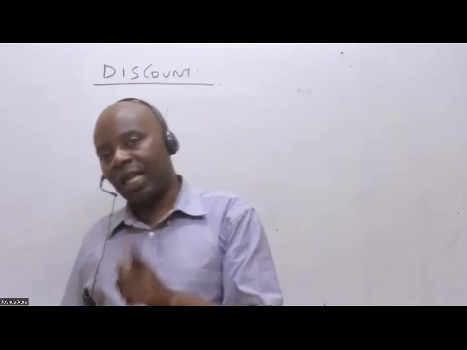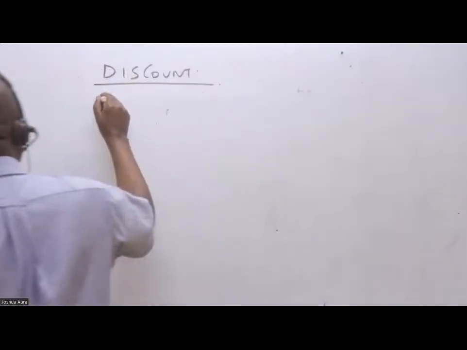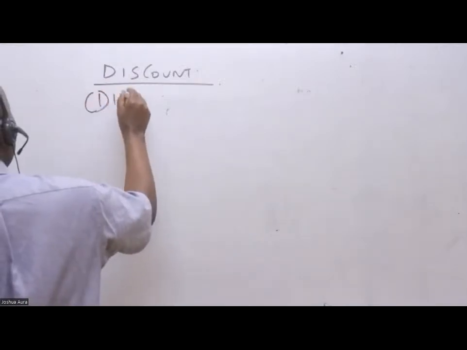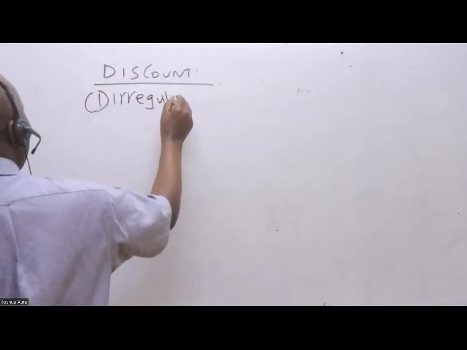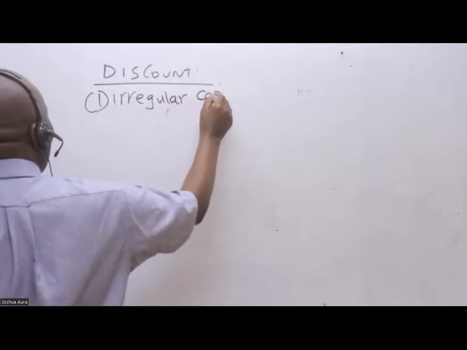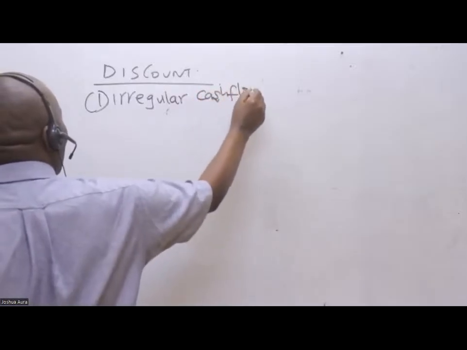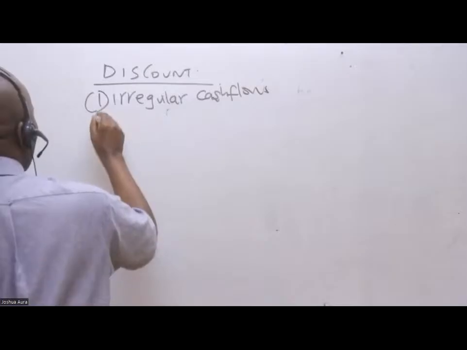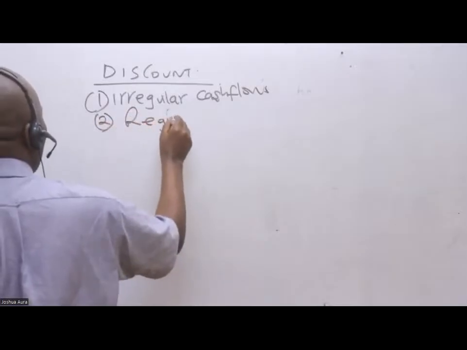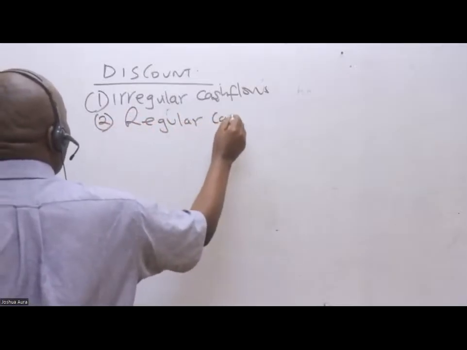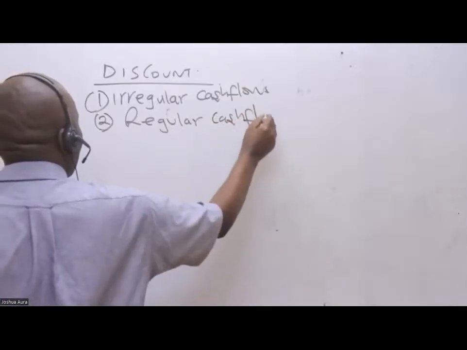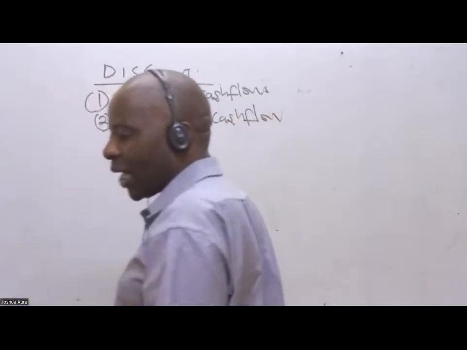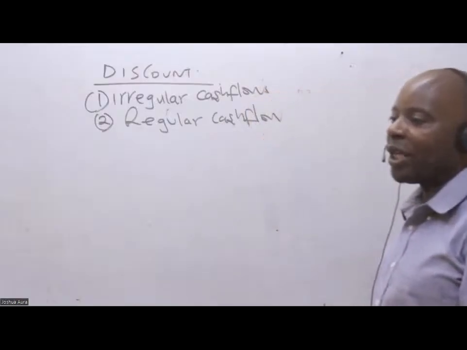Remember, in terms of discounting, we have what we call irregular cash flows, and then number two, we have what we call regular cash flows. Please, you must write this very fast. We have irregular cash flows, and then we have regular cash flows.